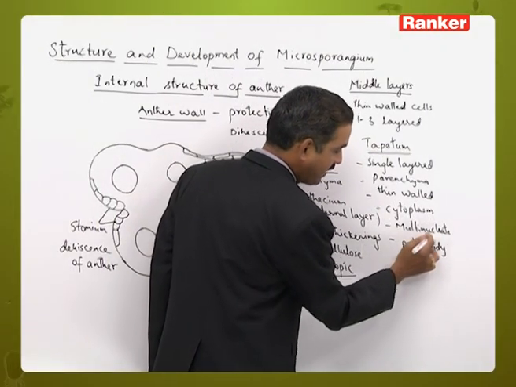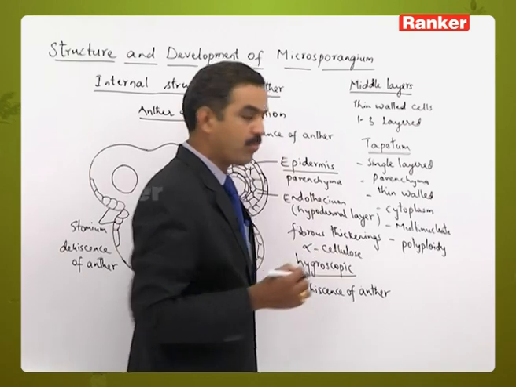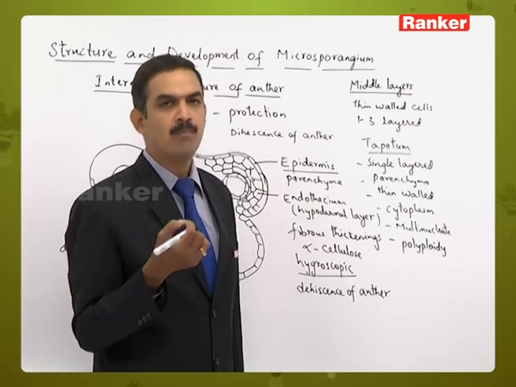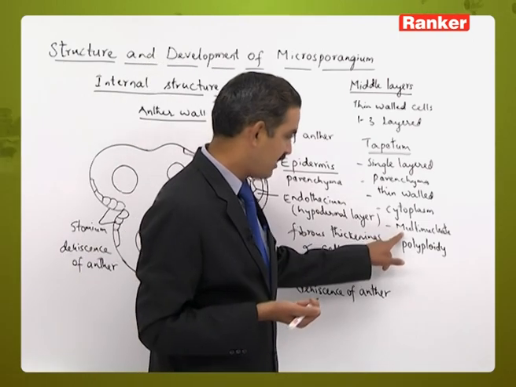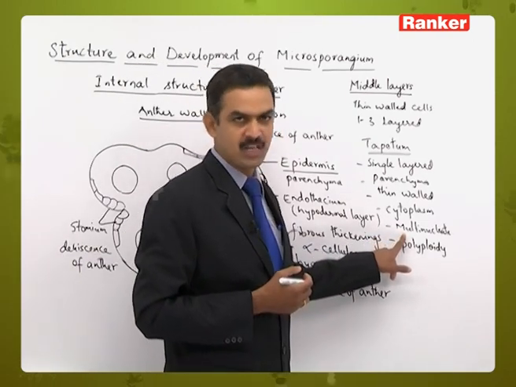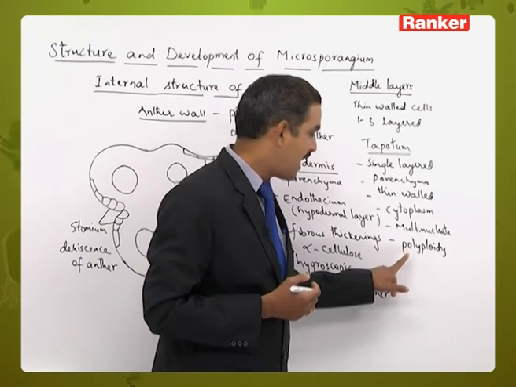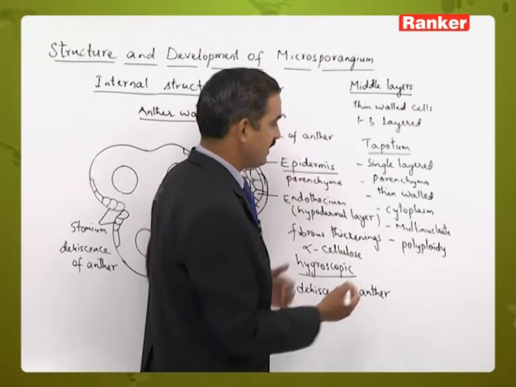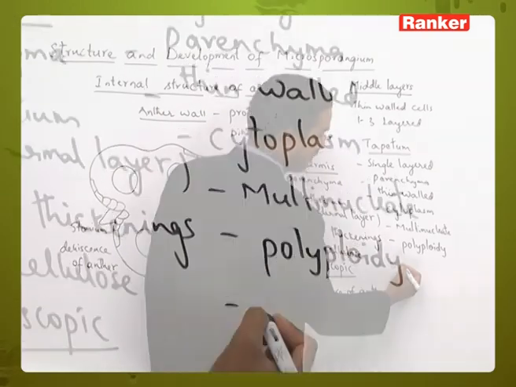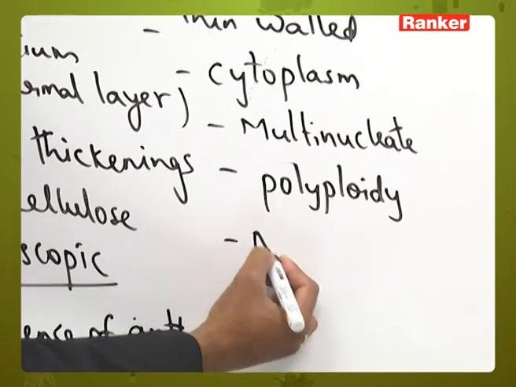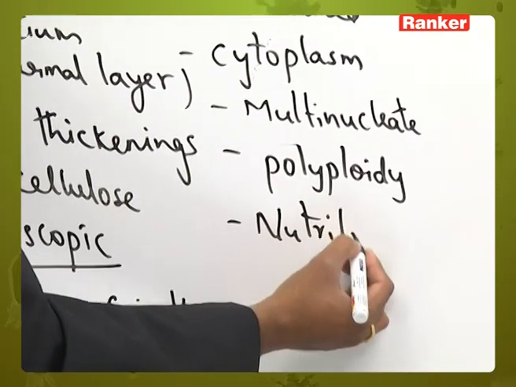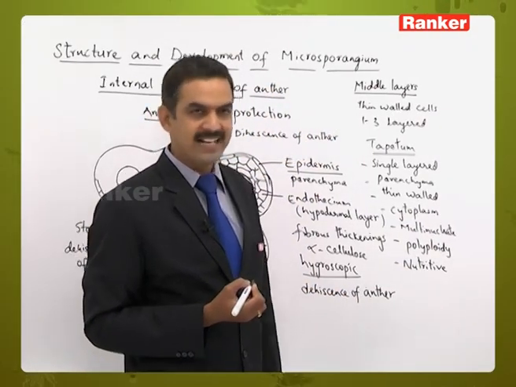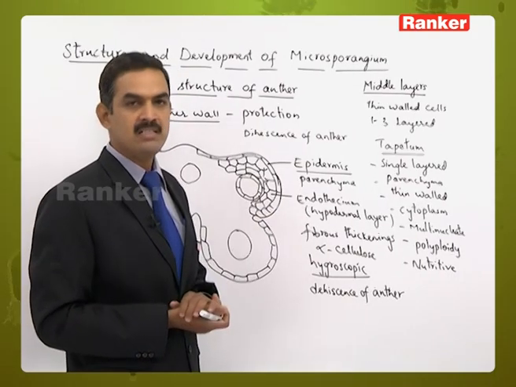Generally, when I say multinuclear condition, the number of nuclei may range from 2 to many, binucleated to multinucleated, but in most cases we say it as multinucleated only, that is, a coenocytic condition is present. And sometimes they may also exhibit the polyploidy condition. Apart from this, the main function of the tapetum is that it acts as a nutritive tissue to the developing microspore mother cells or the pollen grains present inside the pollen sacs.